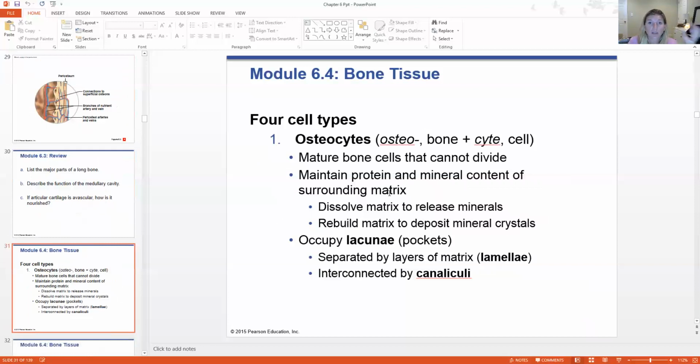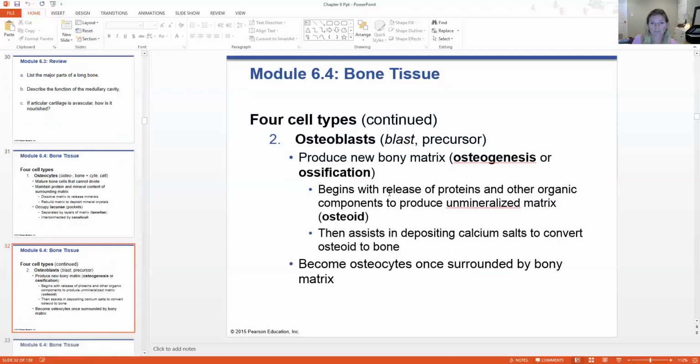They can dissolve the matrix to release the calcium. They can also help to rebuild the matrix and deposit the calcium. They live in little lacunae, or pockets. I like to think of them as little nests, the lacunae living nestled within the osteon site. They're interconnected by canaliculi.